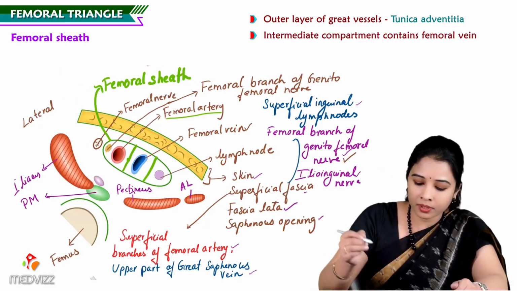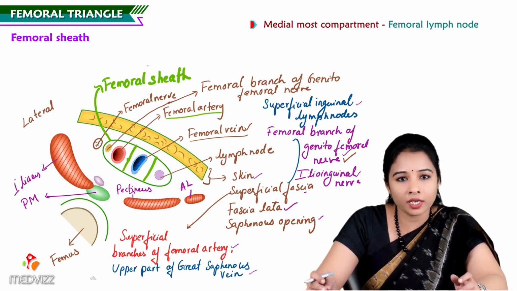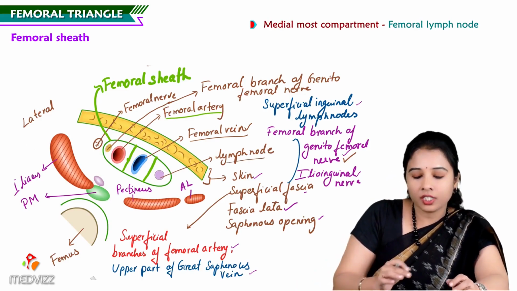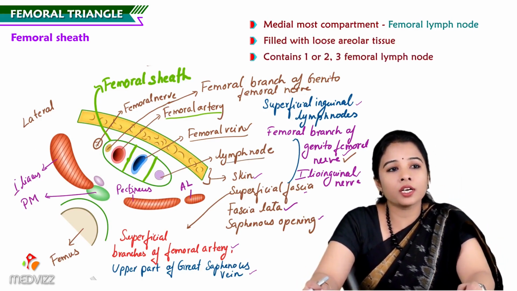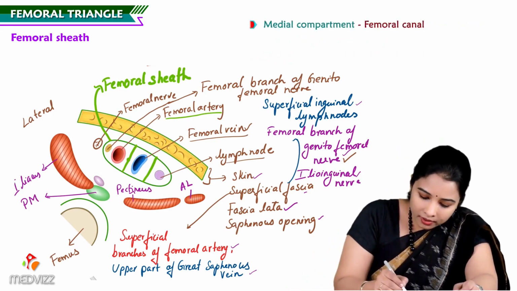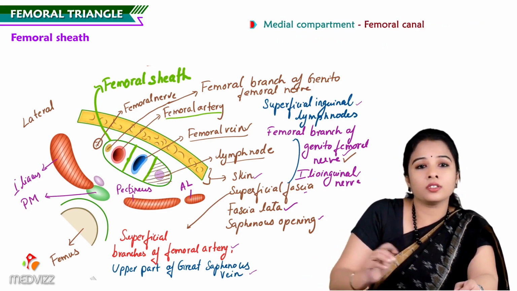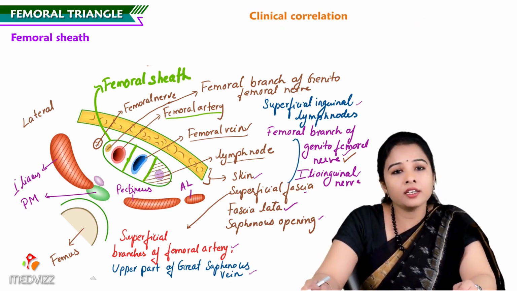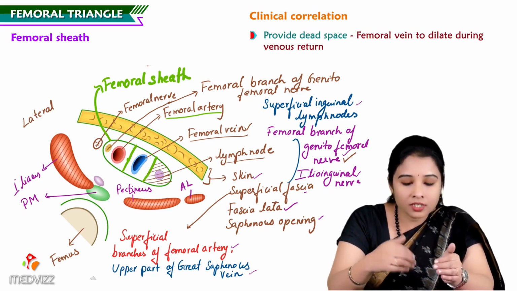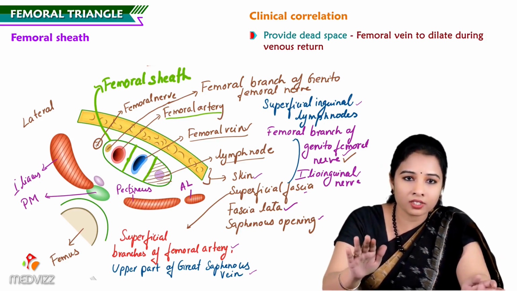So the intermediate compartment contains the femoral vein, and the medial-most compartment is almost empty, and it contains the femoral lymph nodes. It is filled with loose areolar tissue and contains 1, 2 or 3 femoral lymph nodes. This medial compartment is called the femoral canal, and clinically this femoral canal is very important. It provides the dead space for the femoral vein to dilate during venous return. That is the normal action actually.